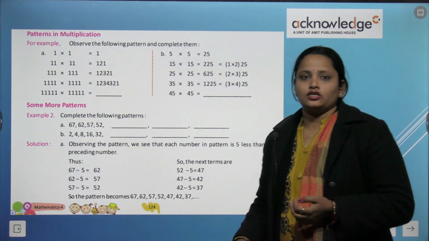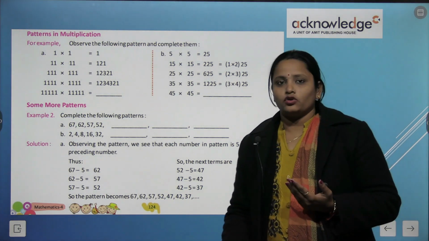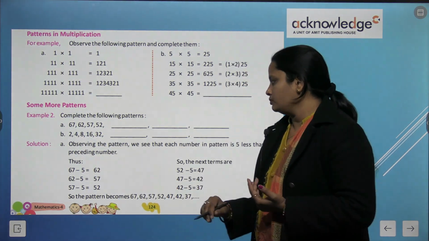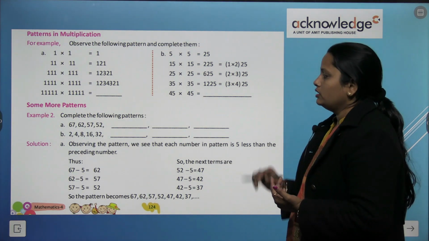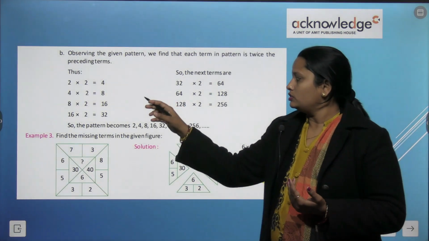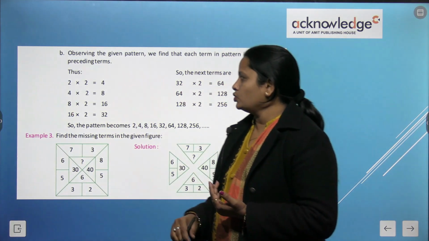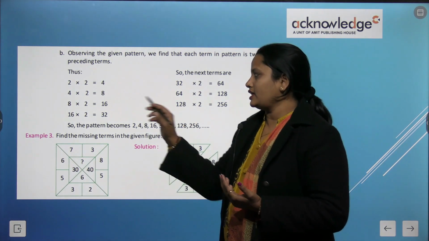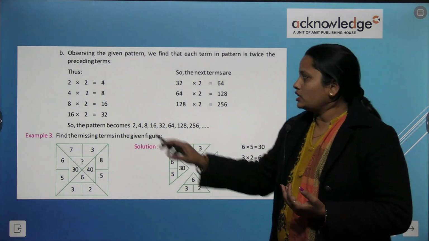Similarly, next question है 2, 4, 8, 16, 32. अब इसमें किस पैटर्न को लगाया गया है? 4 minus 2 is equal to 2. Next, 8 minus 4 is equal to, you can see here, 2 times 2 is 4, 4 times 2 is 8, 8 times 2 is 16, 16 times 2 is 32. So this is a pattern.